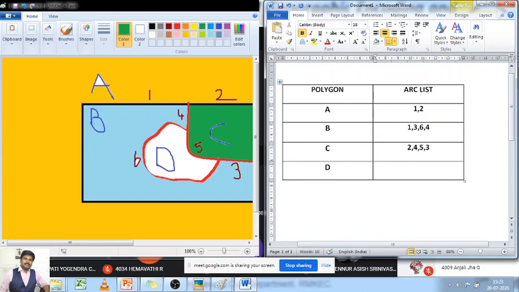And the last one, for D. What are the various outlines or lines available? This entire area is covered using the arc 6, and this area is covered using the arc 5. So 5 and 6 are enough for covering the area D. So 6 comma 5. Is this clear, students? This is how a polygon is represented by means of an arc list.